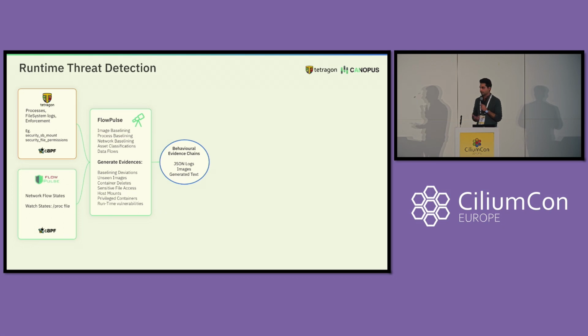By looking at the runtime behavioral profile of all the containers, we're going to generate evidence in the form of baseline deviations, or runtime context in the form of unseen images, container deletes, sensitive file accesses, host mounts, or access to Linux capabilities in a privileged container. All this forms, again, a part of our behavioral evidence chain tied to every container or asset in the form of JSON logs, images, and text.